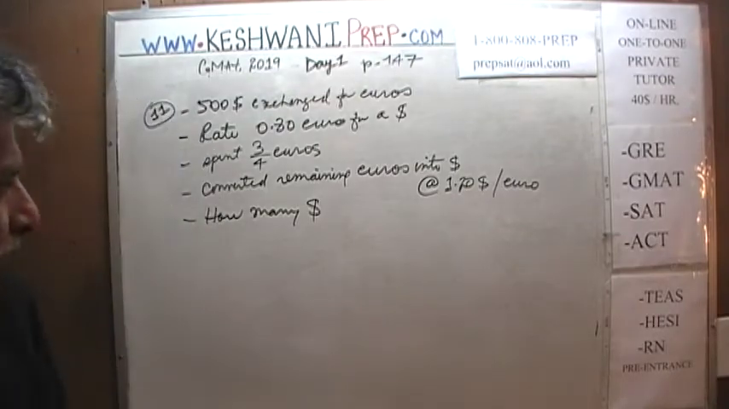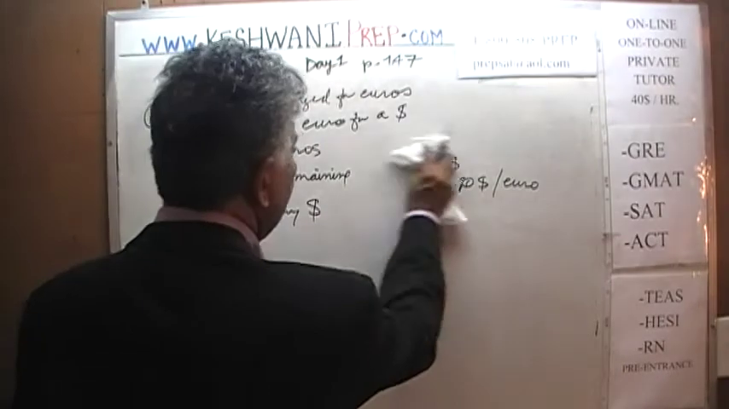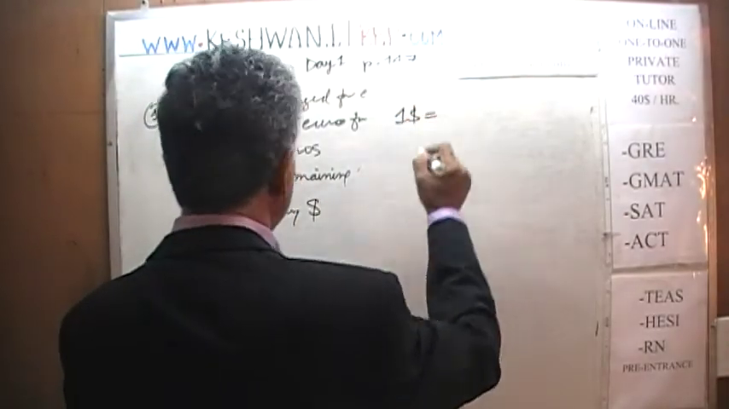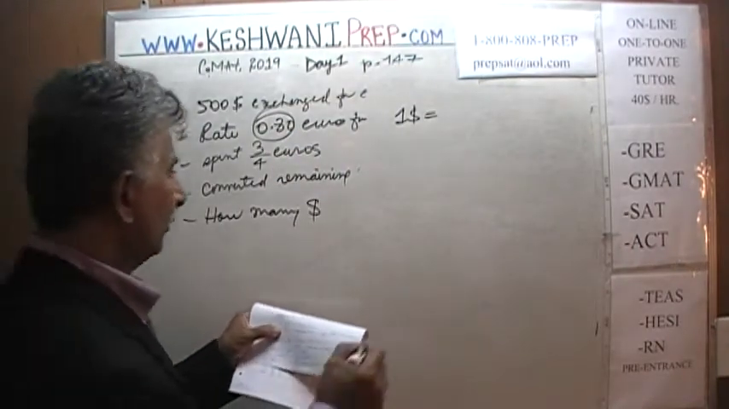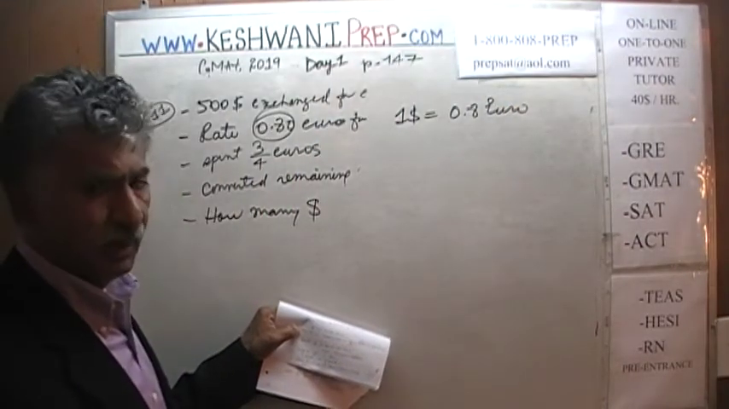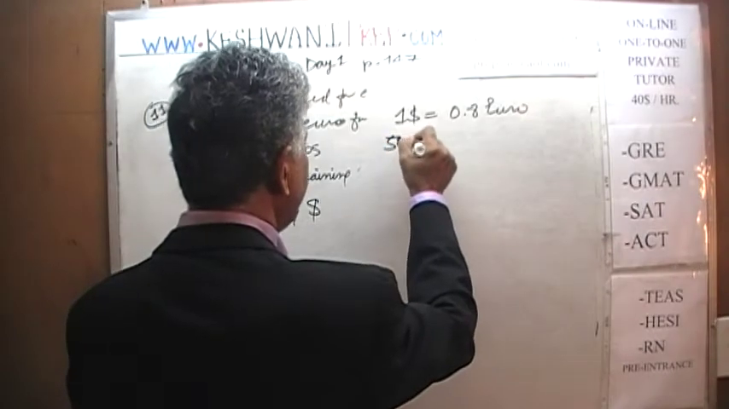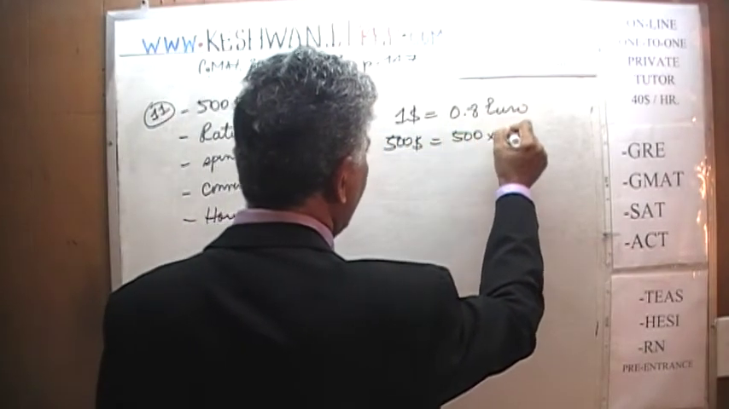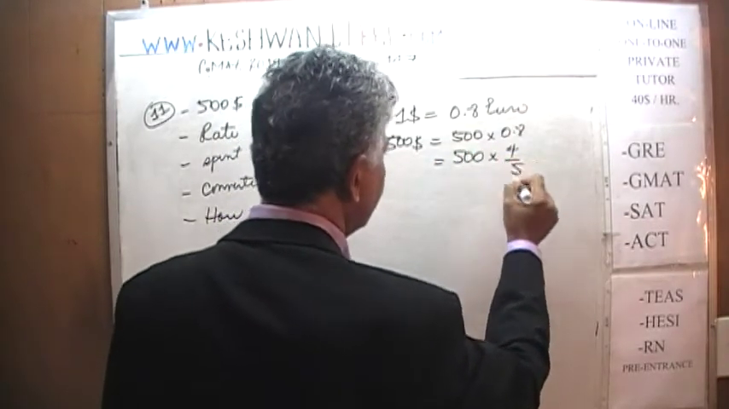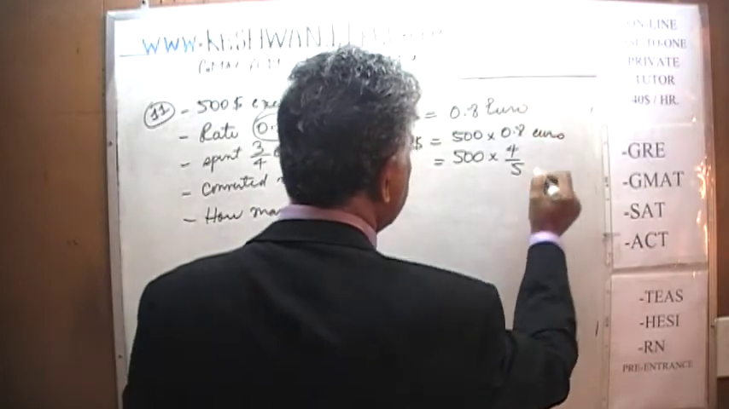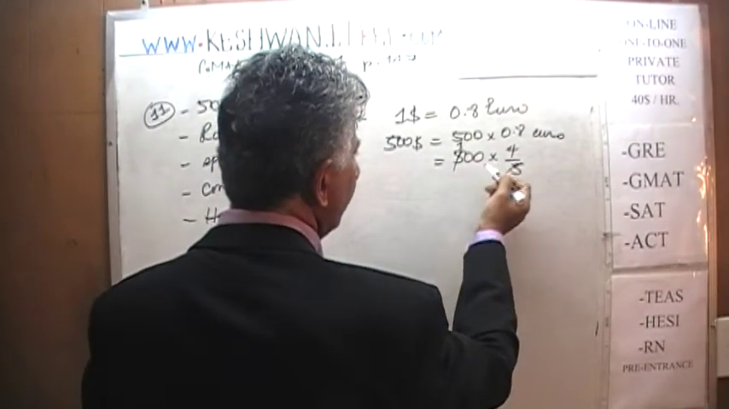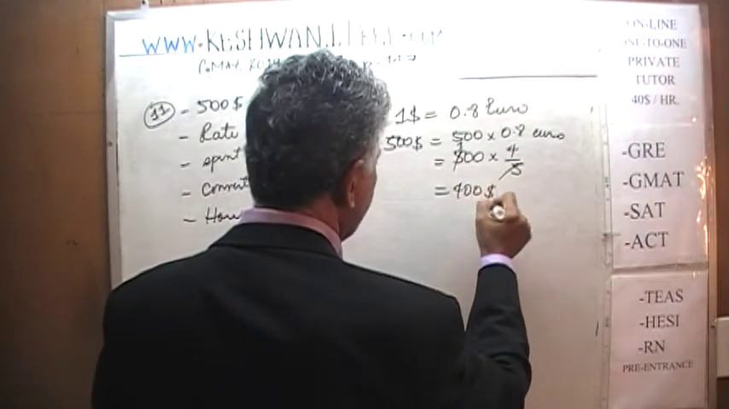So let's do it out, shall we? How many dollars did we get at the end? In the beginning, we know that the rate was $1 fetched us 0.8 euro. But we did not have $1, we had $500. So that implies that $500 must be 500 times 0.8 euros. 0.8 is simply 4/5, isn't it? Divide top and bottom by 5, and 5 will become 1. 100 times 4 is 400 euro, rather.